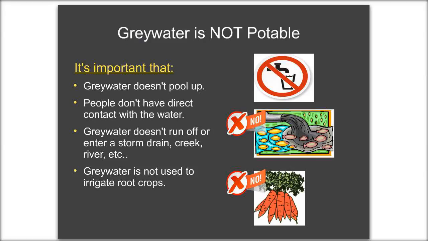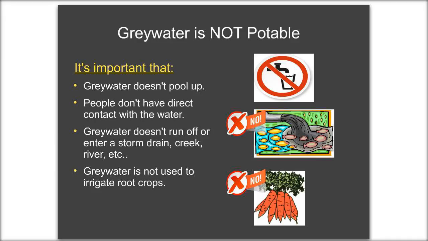Because graywater has products in it, those products contain nutrients, and so we don't want those nutrients to get out into a waterway. So we never want graywater to run off into the storm drain system, which could take it into a creek or a river. So graywater should never leave your property.